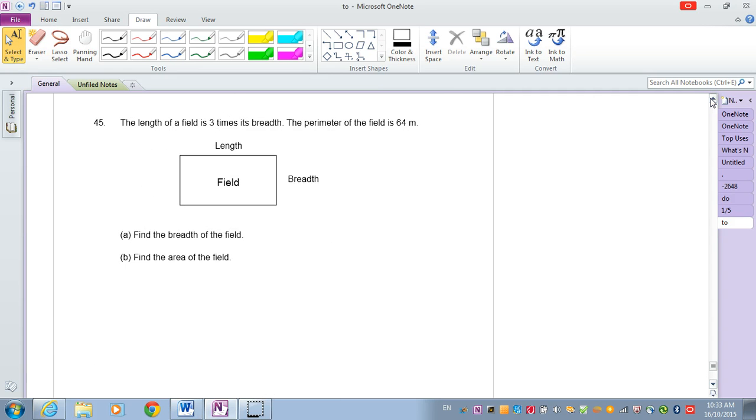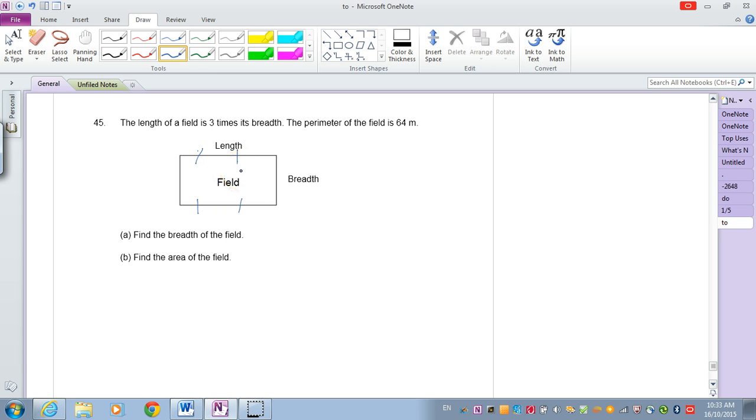Okay, the length of a field is 3 times its breadth. The perimeter of the field is 64 meters. For question A, find the breadth of the field. For question B, find the area of the field. Okay, first of all, you need to know that the length is 3 times the breadth. Meaning if I cut the length, I can cut it into 3 parts, each equal to the breadth.